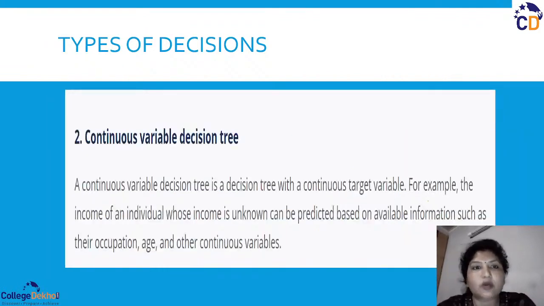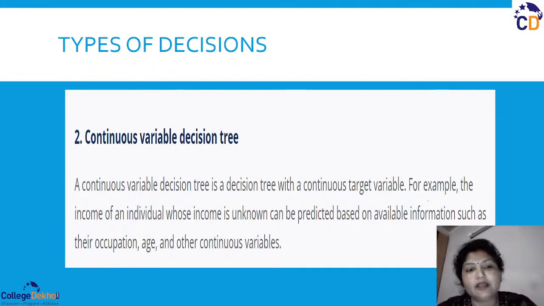So let us talk about the output variable that is holding a continuous target variable. For example, a continuous variable decision tree is a decision tree with a continuous target variable.